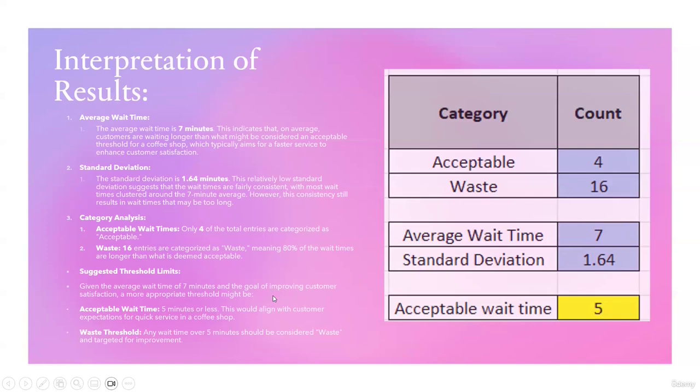Suggested threshold limits, given the average wait time of 7 minutes and the goal of improving customer satisfaction, a more appropriate threshold might be acceptable wait times 5 minutes or less. This would align with customer expectations for quick service in a coffee shop. So we want to reduce this number, average wait time. Waste threshold, any wait time over 5 minutes should be considered waste or targeted for improvement.